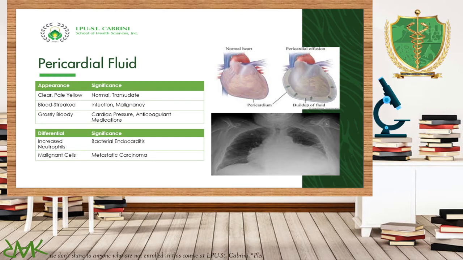So going back, a blood-streaked pericardial fluid is correlated with infection or malignancy. While for grossly bloody pericardial fluid, there is a problem in cardiac pressure, or there is an overdose of anticoagulant medication. As you can see in the illustration that we have here, the pericardium covers the heart. This is the normal appearance of a heart covered by a pericardium. This is actually a build-up of body fluid in the pericardial cavity.